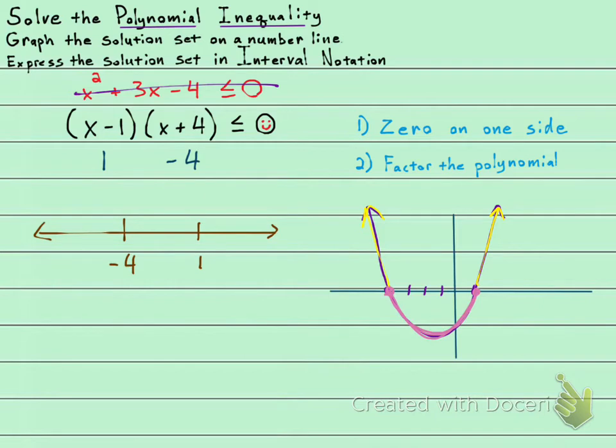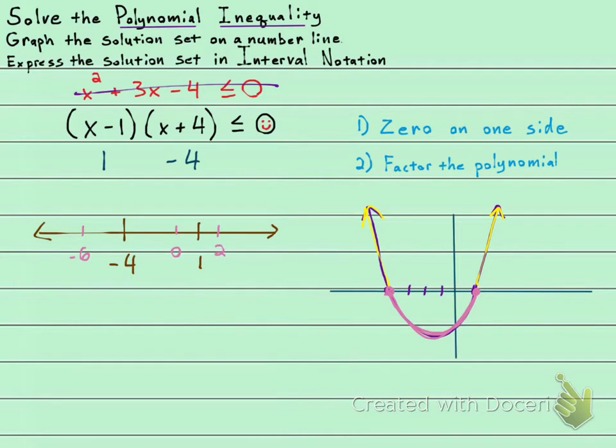So I need 3 different test points here. I need 1 test point back here, I need 1 test point in here, and I need 1 test point here. You can pick any number in those intervals you want. Over here on the left, I'm going to pick -6. In the middle, I'm going to pick 0, because that's usually the easiest to plug in. And then on the right, anything past 1, I'll pick 2.